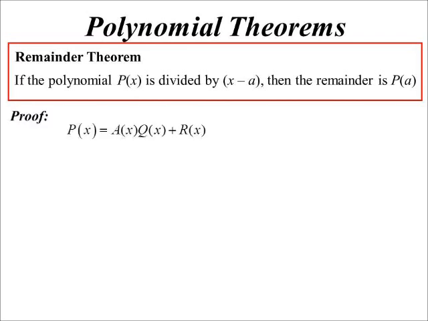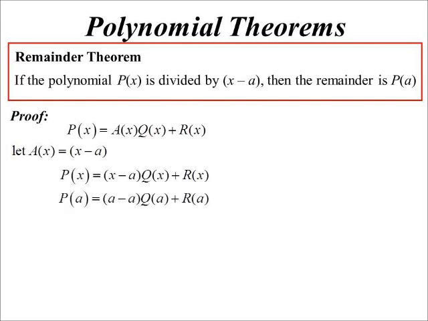Let's prove it. So there's our division algorithm, as they call it: polynomial equals divisor times quotient plus remainder. Now, if the divisor is x minus A, we rewrite it with the divisor being x minus A. So let's find polynomial A. Well, in that factor of x minus A, that becomes 0, so all I'm left with is remainder A. So polynomial A is remainder A.